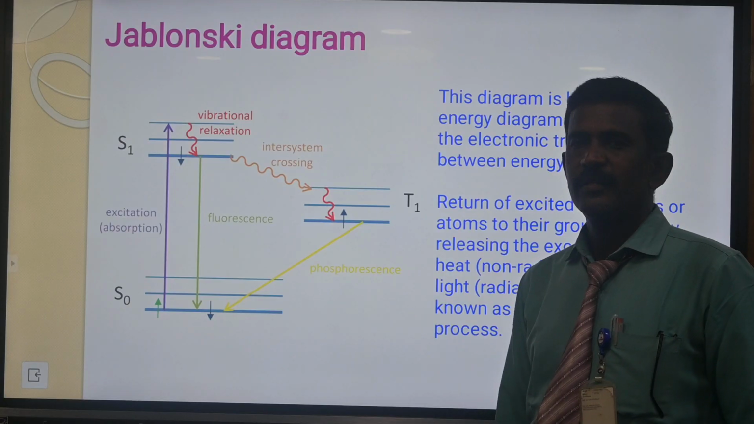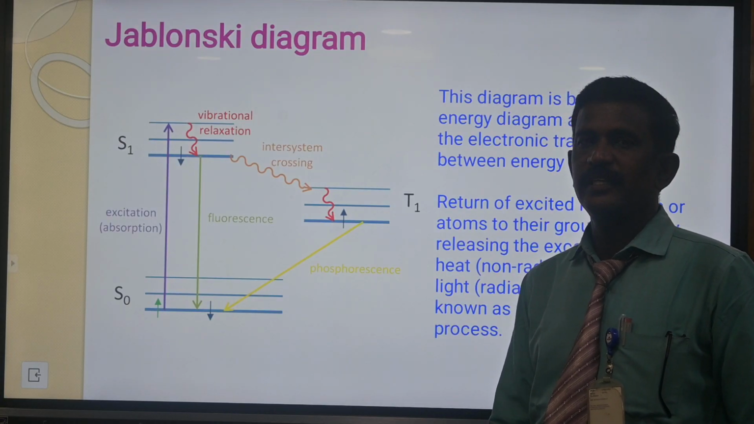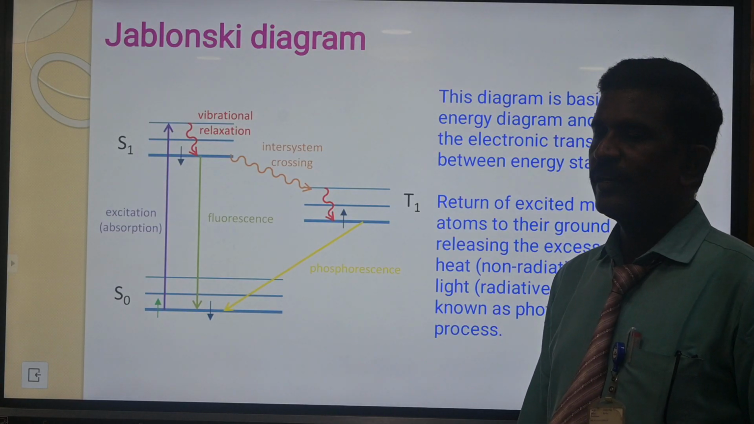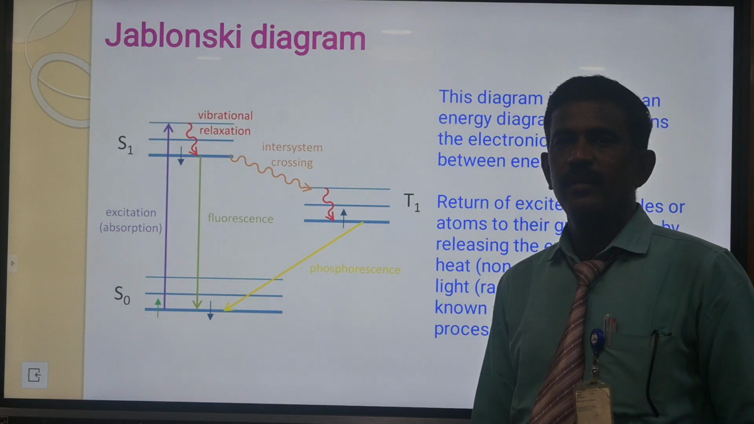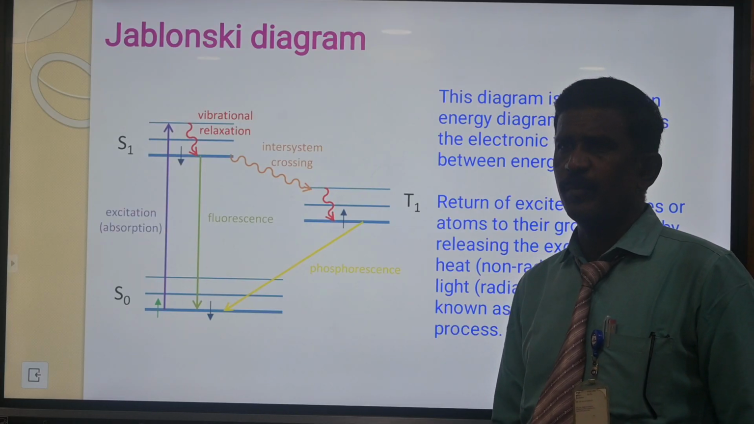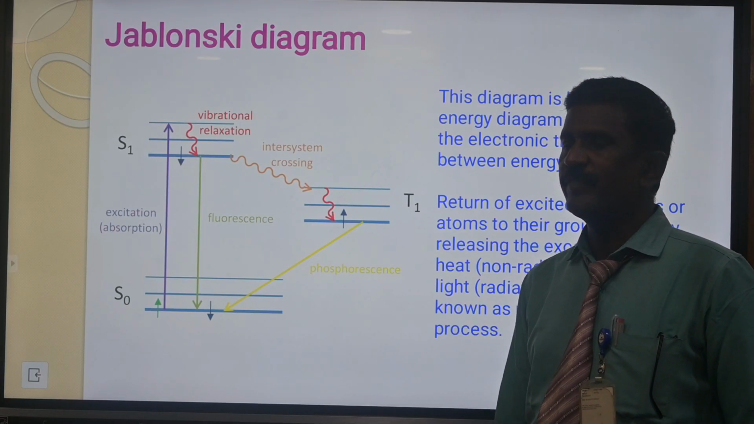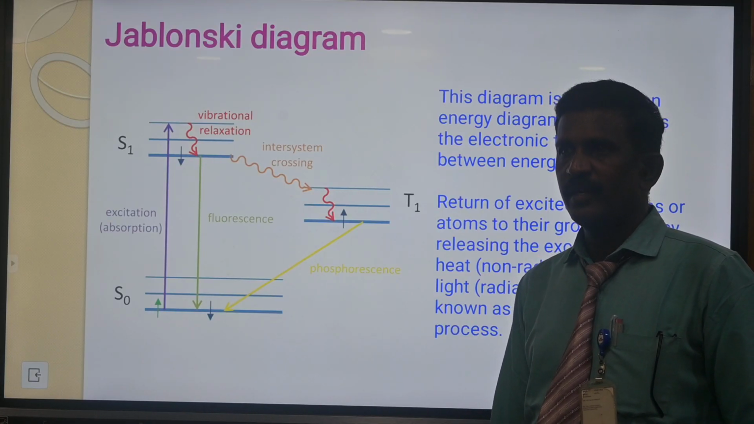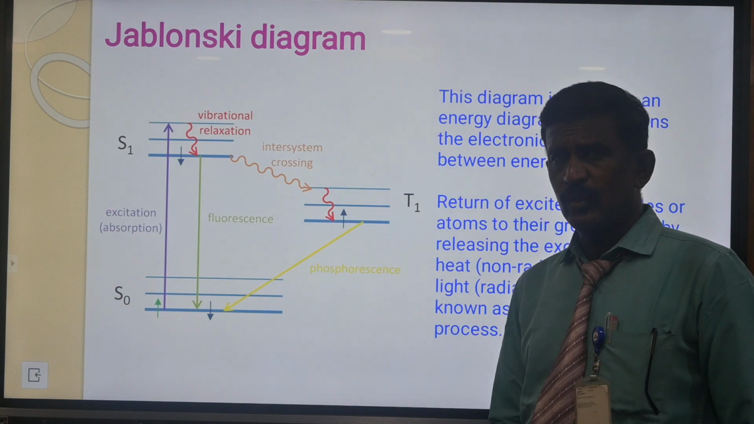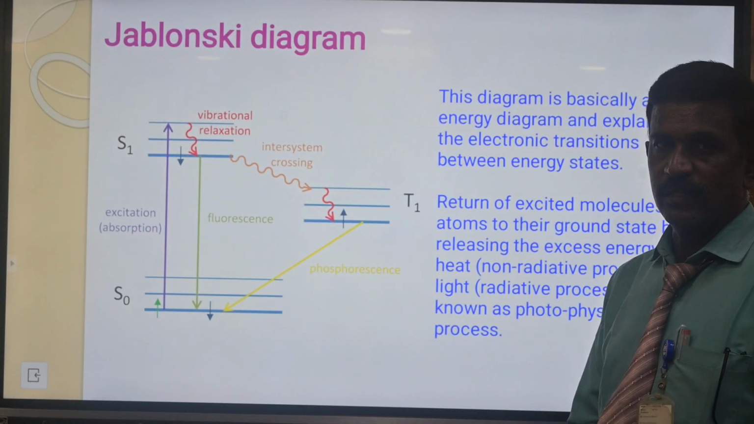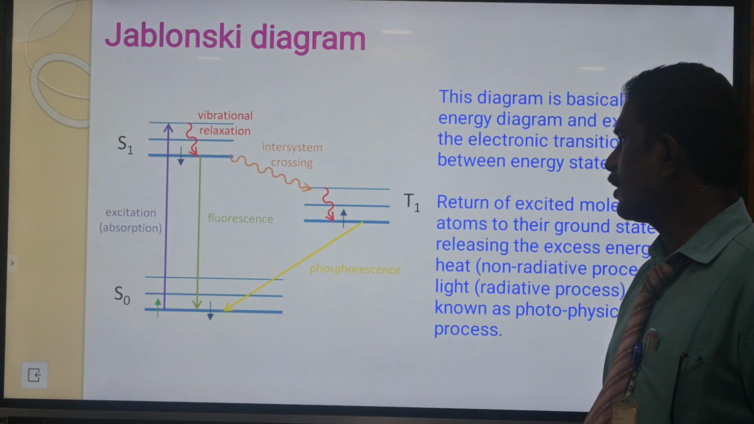Then S1 is the first excited singlet state. What is meant by singlet state? There the molecule will have only paired electrons, or we can say the spin of the molecule would be 0. Whenever the spin of the molecule is 0, we say it is singlet. If the spin is 2, it is a quartet. If the spin is 1, that's called triplet.